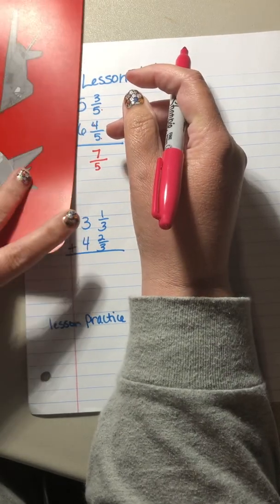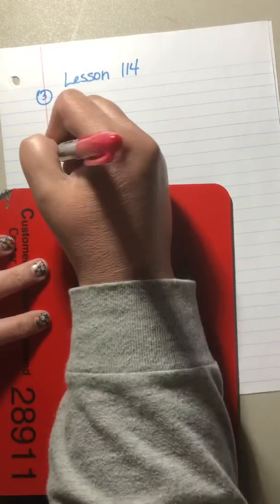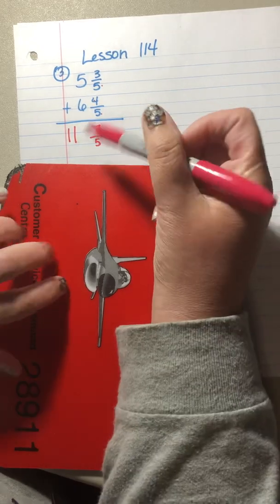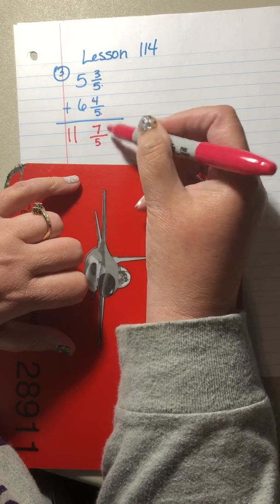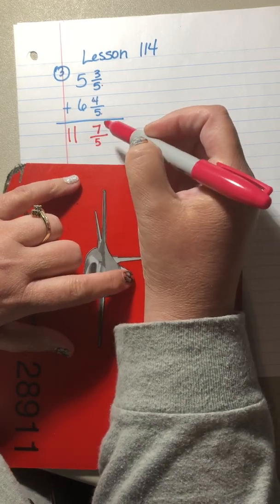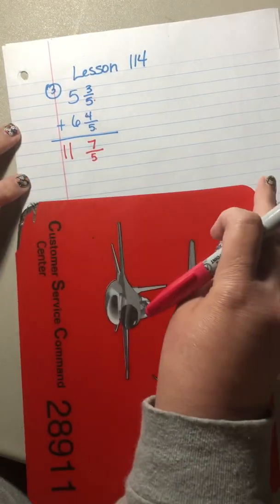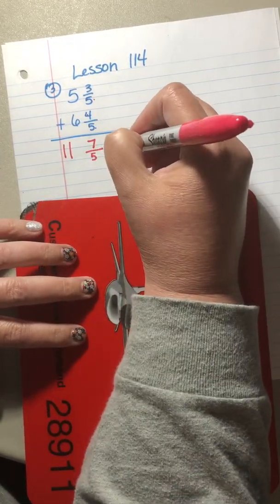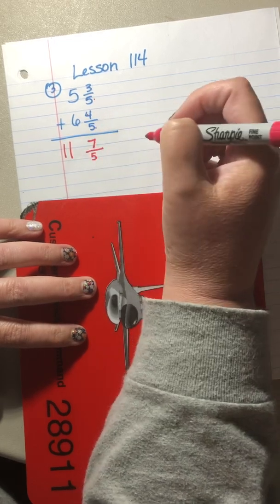Okay, and now I can work with my whole numbers. 5 plus 6 is 11. So if I look at this, my answer is 11 7/5. Well, that looks kind of odd because here by itself, I have an improper fraction, 7/5. So I'm going to have to do something with that. So when I look at 7/5, I can turn it into a mixed number because rule number 1 told me I should always write my improper fractions as a mixed number.